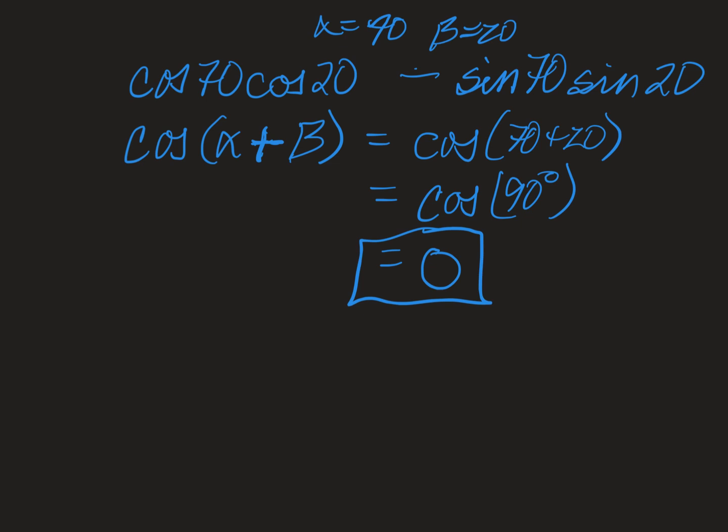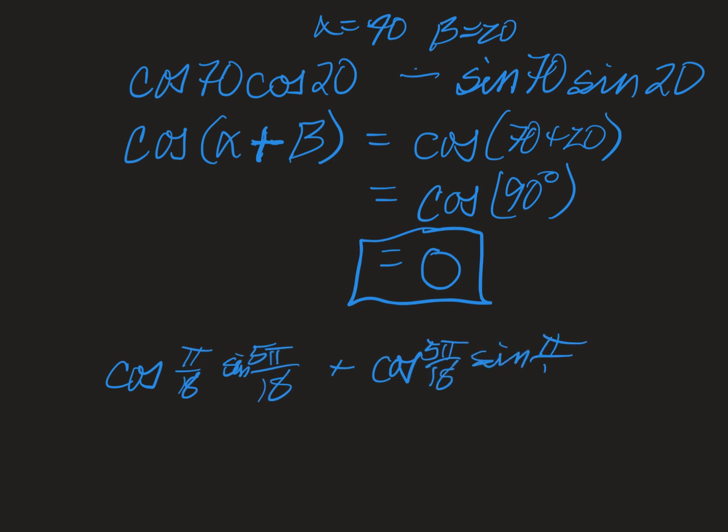Now, you can do this with radians as well. I see one here. They have the cosine of pi over 18, the sine of 5 pi over 18, plus the cosine of 5 pi over 18 times the sine of pi over 18.